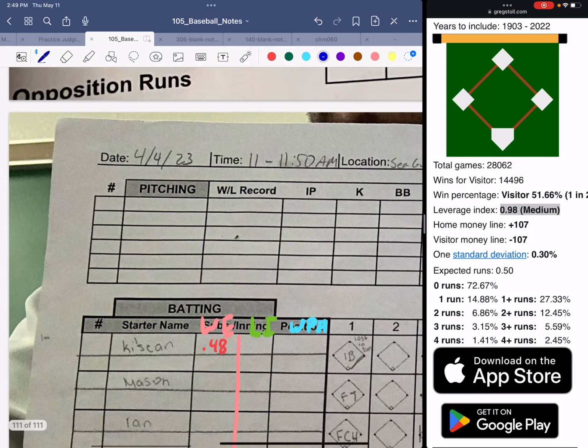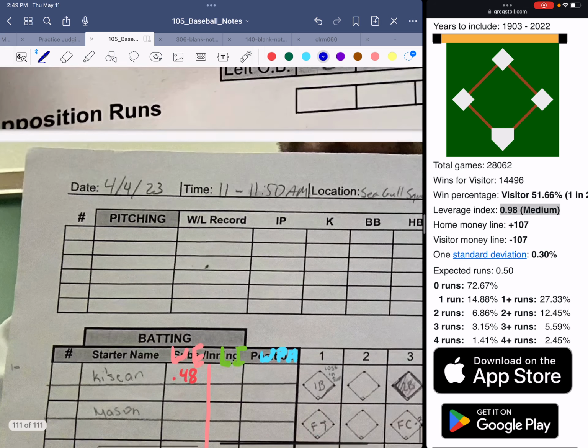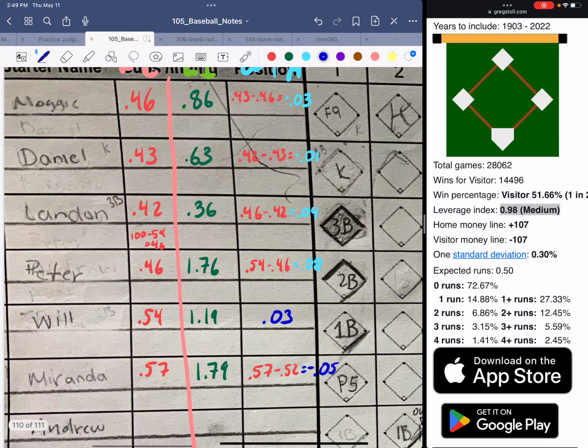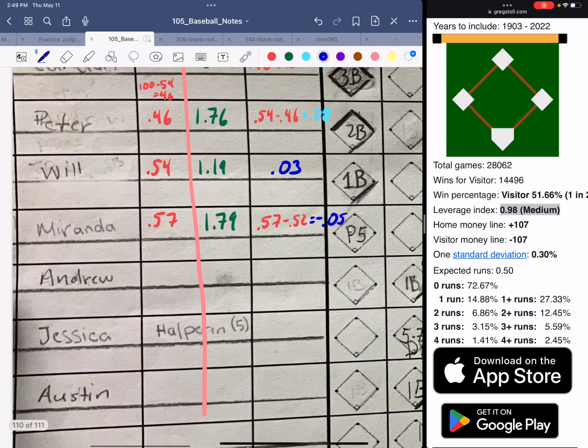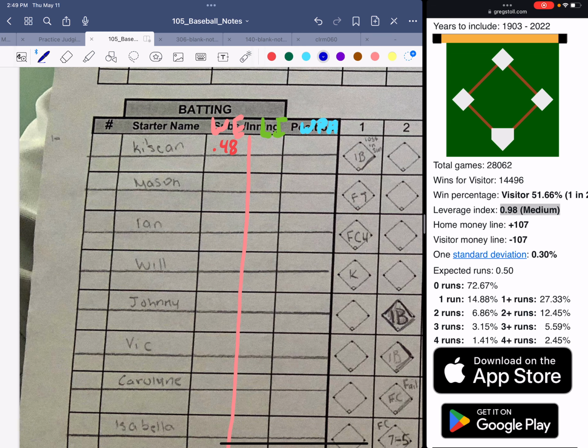Now, if you want to go ahead and write 0.52 here, just so that it's consistent for the visitors, then you can. But I'm just going to write 0.48 because I think it's easier to consider the person's perspective, like the perspective of the hitter. So you see, we've completed the win expectancy chart for the visitors. All right, now let's do it for the home team, and then I'll wrap it up.